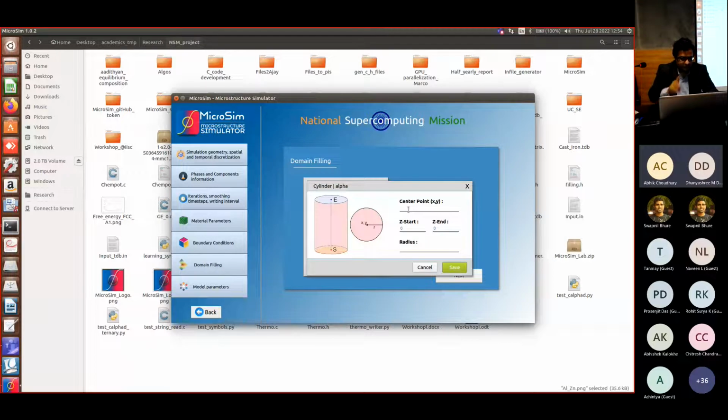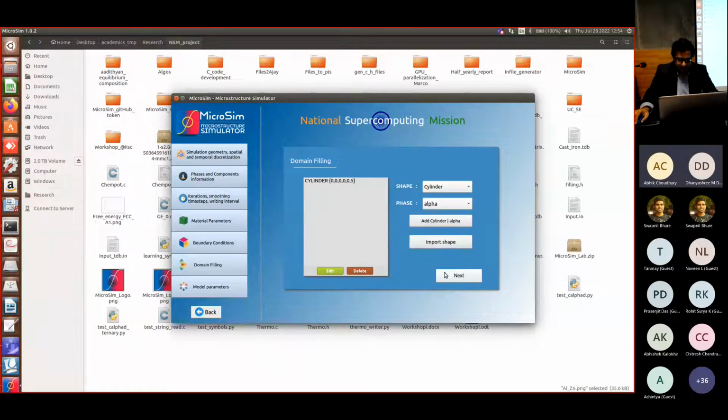So I'm going to put a cylinder right at the corner here. And because I'm doing a 2D simulation, the Z start and Z end have to be 0. And I'll give a small radius 5 and save. So that will print out this line over here, which essentially fills one cylinder at the corner. In principle, one can keep repeating this activity and it will print multiple lines. They will fill multiple cylinders in the domain.